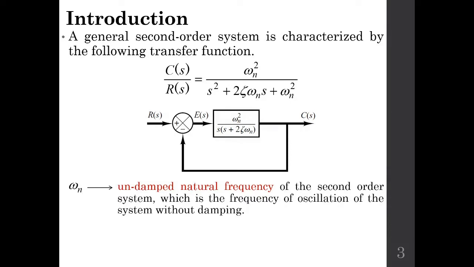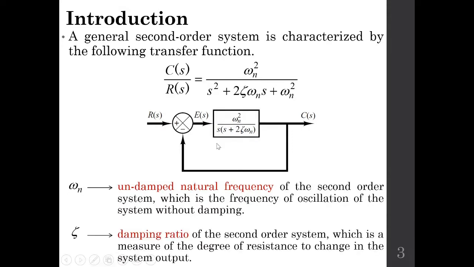In this transfer function, we have omega_n, which is the undamped natural frequency. This is the frequency of oscillation of the system without any damping. Or in other words, we can say that this is the frequency at which your system is operating. Then we have zeta, which is the damping ratio. Zeta can be defined as the measure of degree of resistance to change in the system output. We'll define this parameter in the later slides.